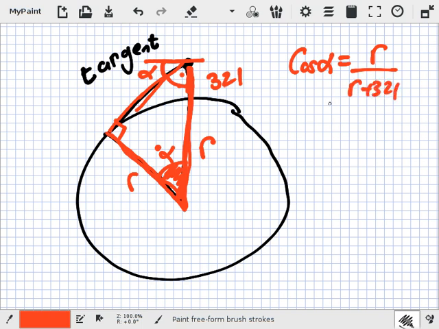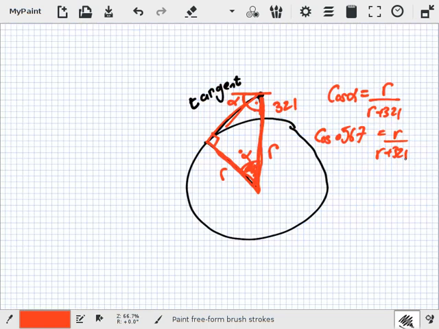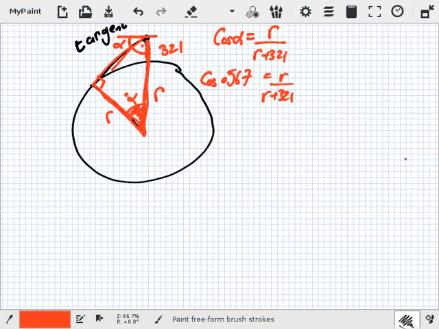Now, I tell you what the alpha is in the question. What did I say it was? 0.567. So cos of that is equal to R over R plus 321. I want you to solve for R. Tell me the R here. My advice is to wait until the end to use the calculator, okay? Just to be more accurate, rearrange terms and wait until the end.